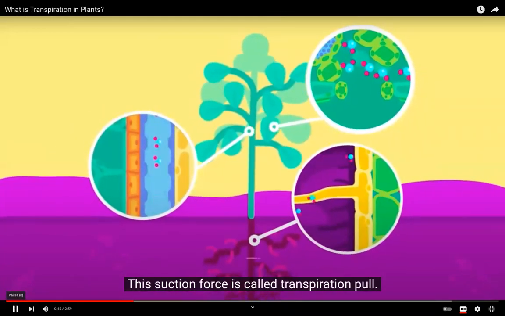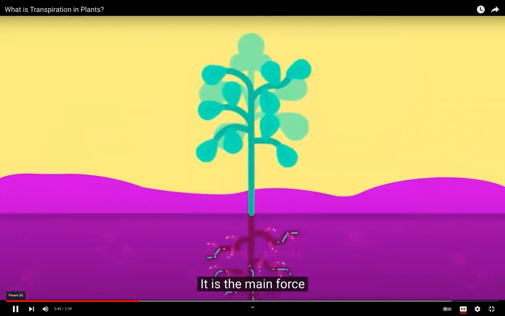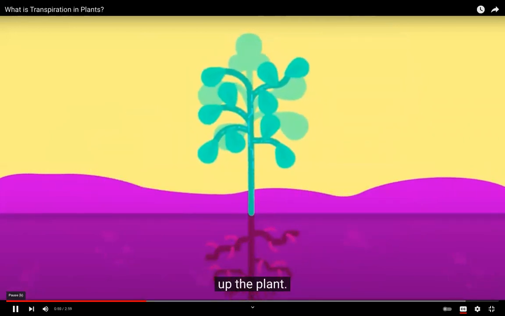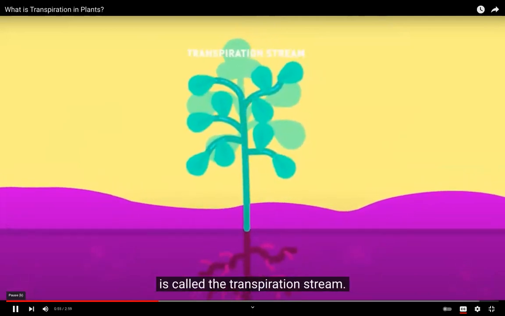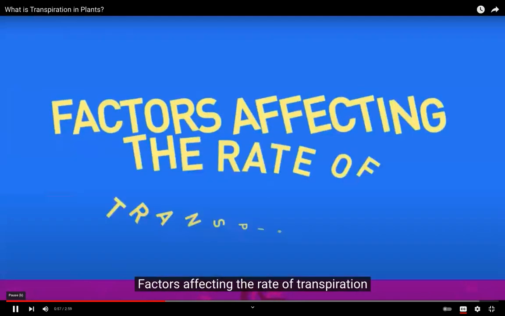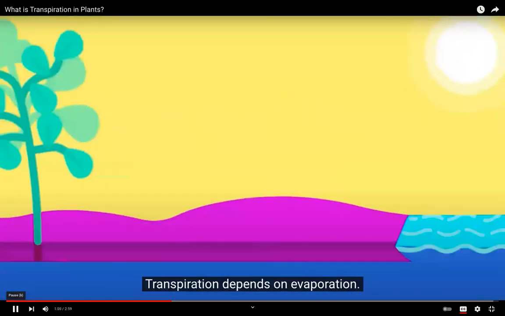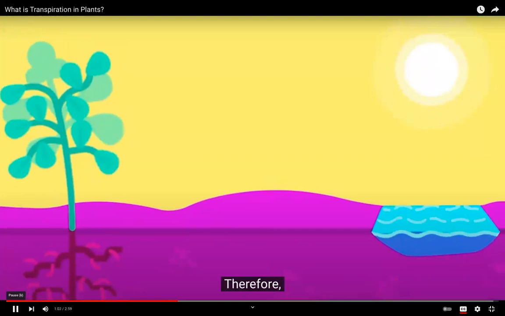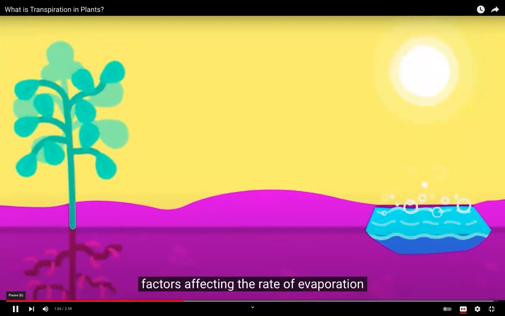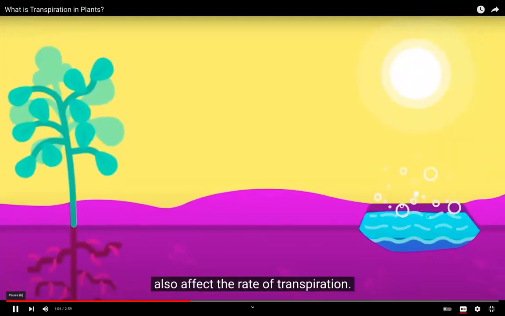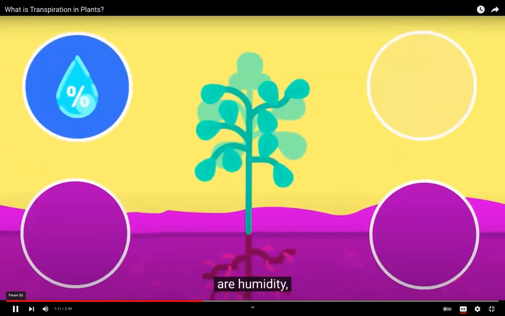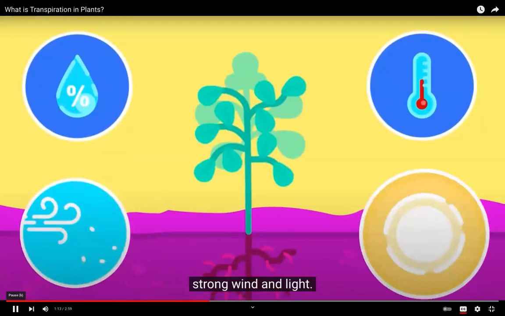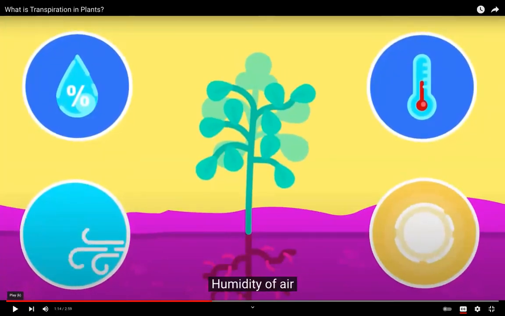This suction force is called transpiration pull. It is the main force that pulls water and mineral salts up the plant. This upward movement of substances is called the transpiration stream. Factors affecting the rate of transpiration: transpiration depends on evaporation. Therefore, factors affecting the rate of evaporation also affect the rate of transpiration. These factors are humidity, temperature, strong wind, and light. So these are some important factors. What is affecting this transpiration?